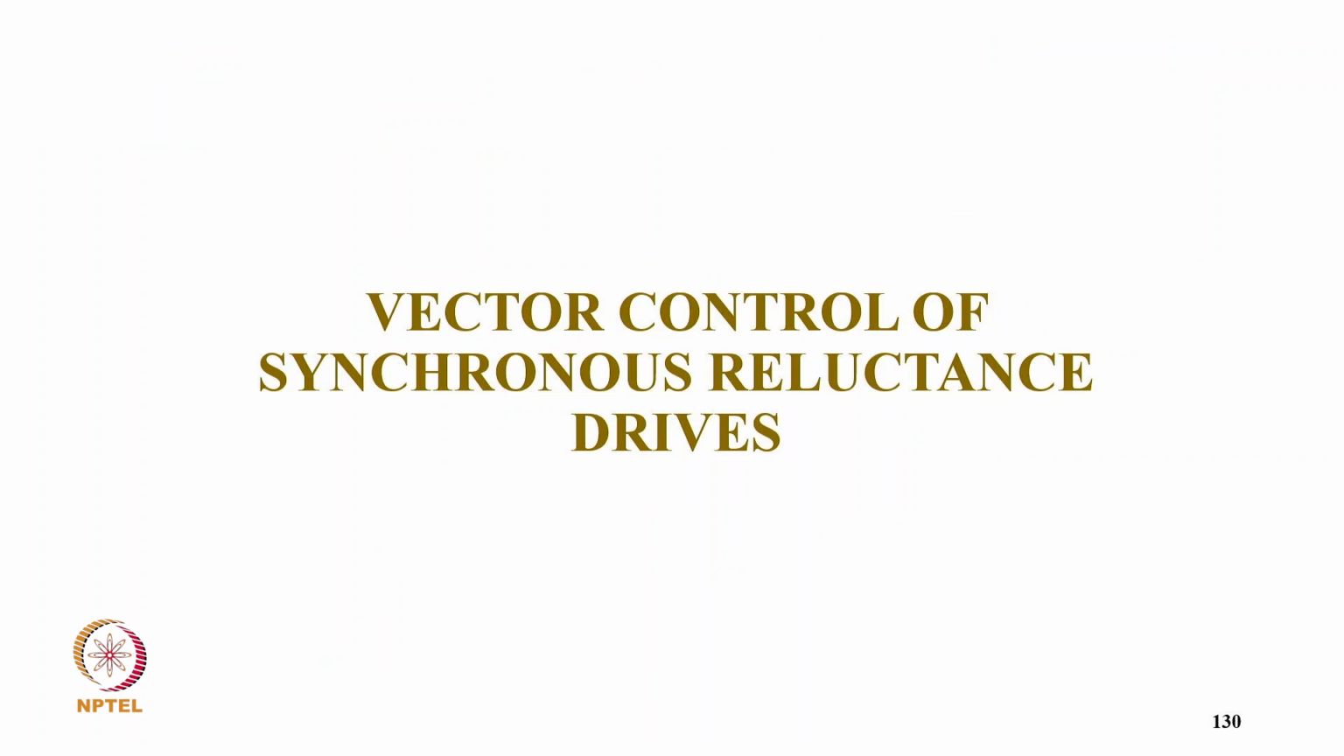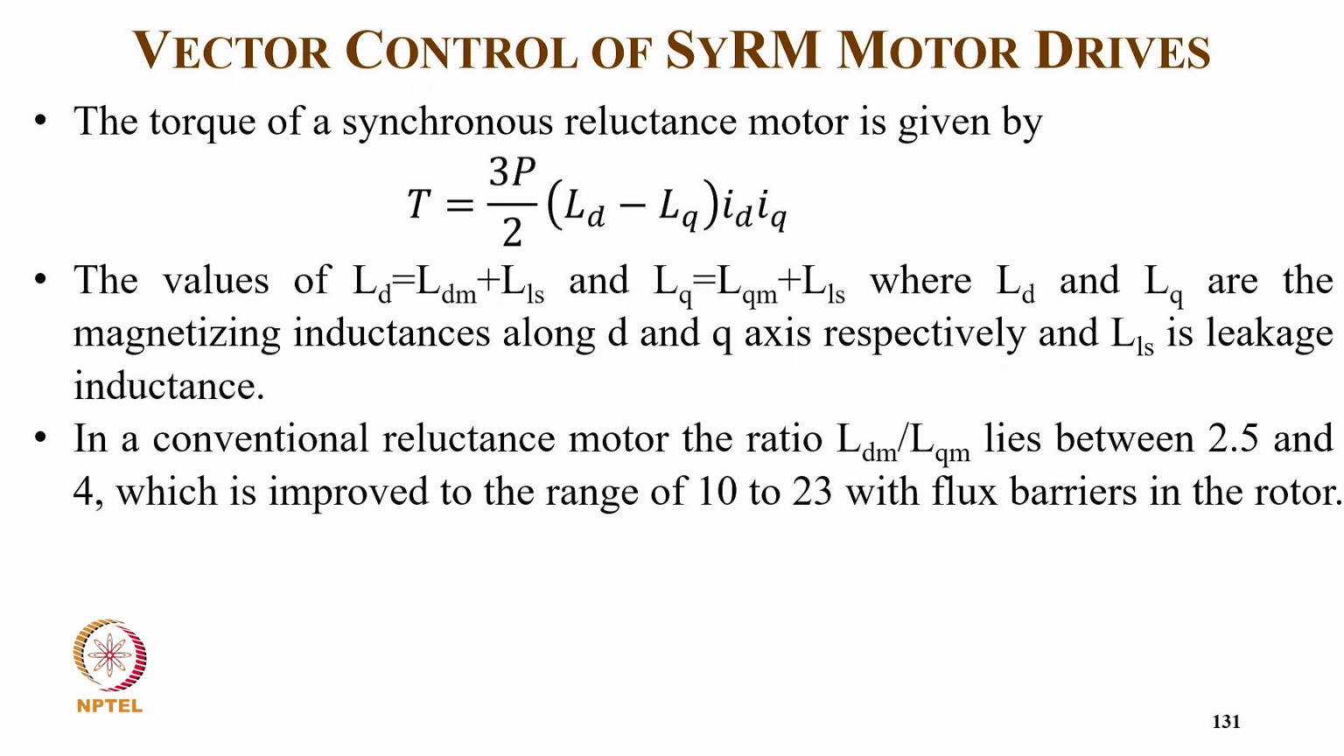Now coming to vector control of the synchronous reluctance motor drive. We can say the torque of a synchronous reluctance motor is given by T equal to 3P by 2 in bracket LD minus LQ into ID IQ.